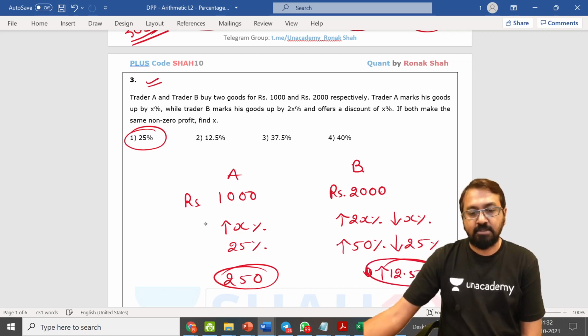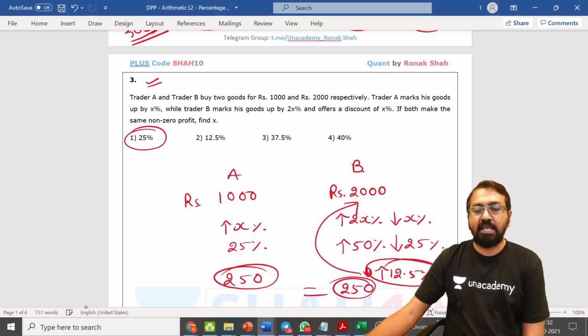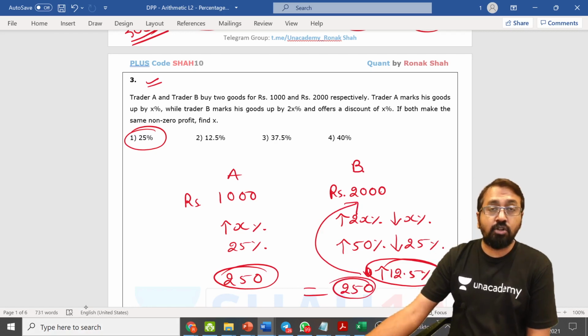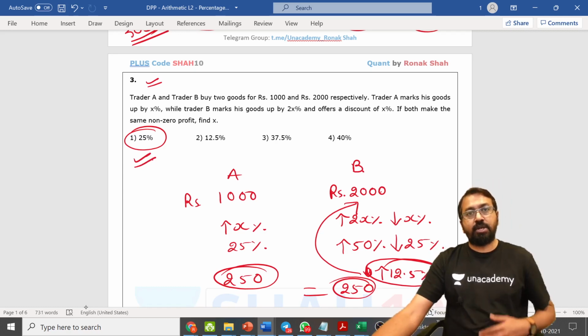12.5% increase, and 12.5% of 2000 will come out to be 250 rupees, and both of them are making the same profit, which is a non-zero quantity. So definitely option 1 is correct. So this is how you could have solved this question.